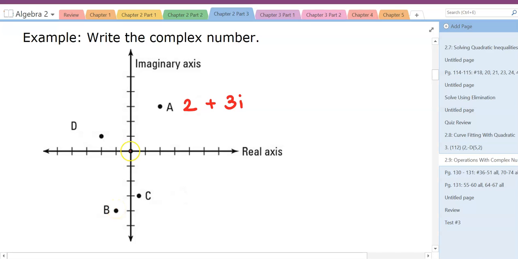For B, I went to the left one, so that's negative 1. And then I went down 1, 2, 3, 4 on the imaginary. So it'd be negative 1 minus 4i. The second piece should always have the i attached to it, because that's the imaginary piece. Okay, so you guys take a second and do C and D. And I think C should be right here instead. I think that printed a little bit weird. Should be on the axis.